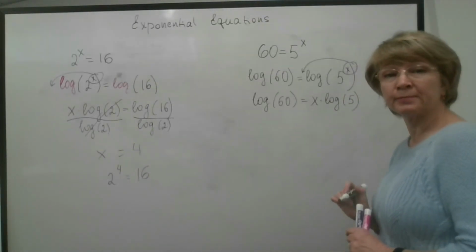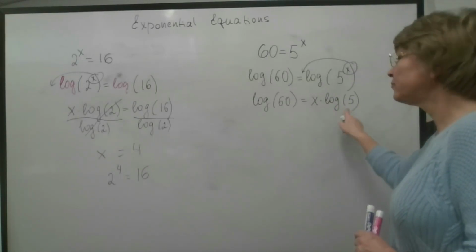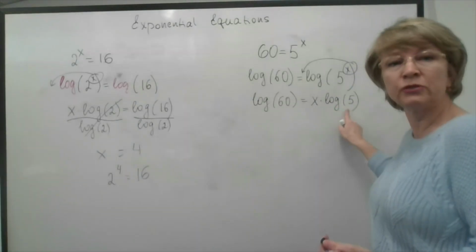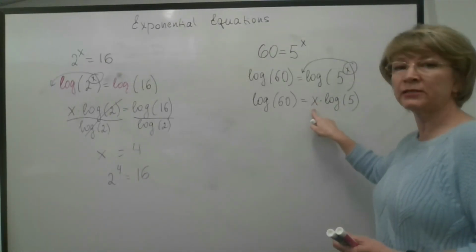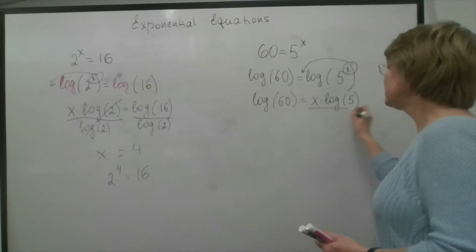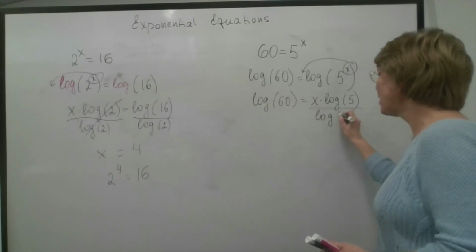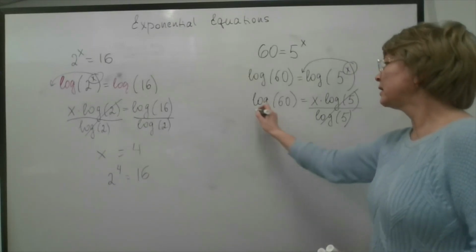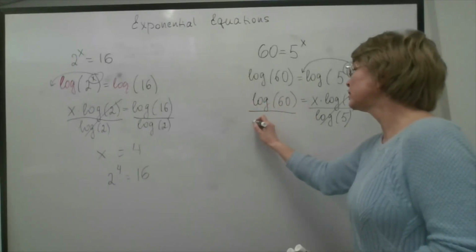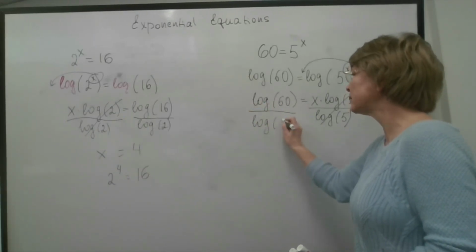What will we do next? I told you that the logarithm of a number is a number that you can calculate on a calculator. So in order to have x by itself, we have to divide by logarithm of 5. So this will cancel out. And whatever we do to one side, we have to do the same to the other side.